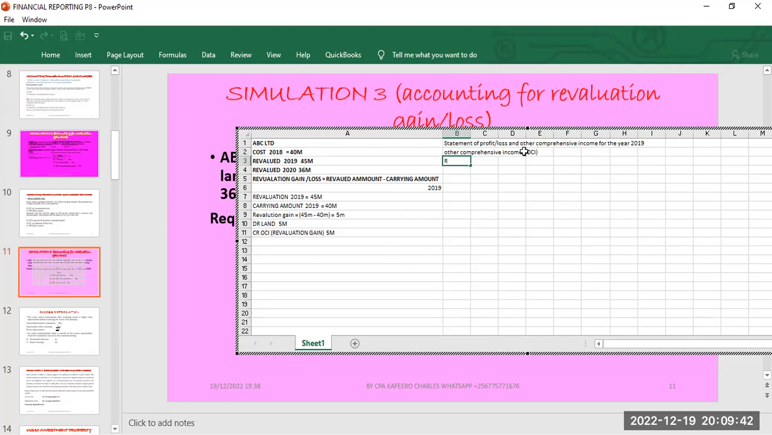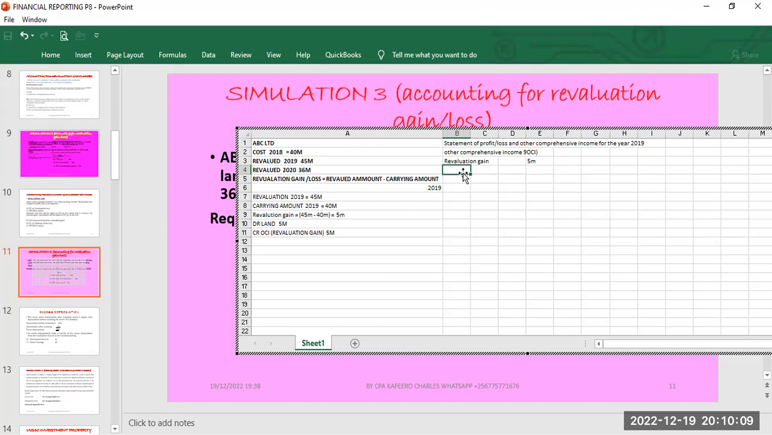And we put revaluation gain of 5 million. Revaluation gain of, that's basically what we have to put in our profit and loss account.